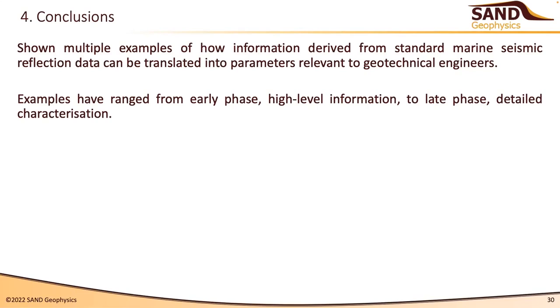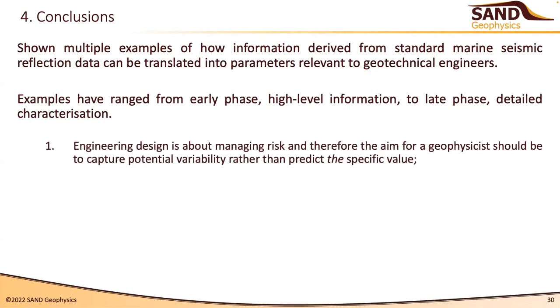If people walk away from this and only remember two take-home points, I think they would be, firstly, that engineering design is really about managing risk. And so the aim for us as geophysicists, if we want to support the engineers in doing that, is that we need to be thinking about capturing the potential variability rather than trying to predict the specific value. I've talked about that multiple times through the talk when talking about predicting parameter ranges. And I really do think that's what we should be aiming for: not getting the best prediction out, but getting a good, reliable parameter range out.